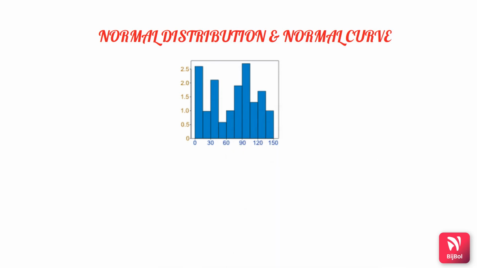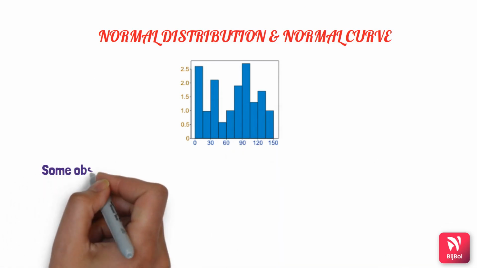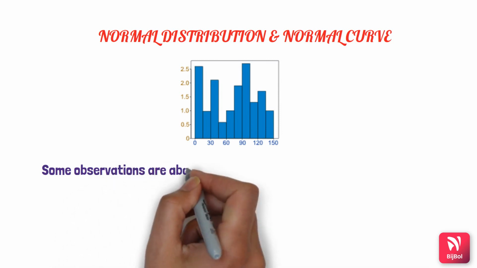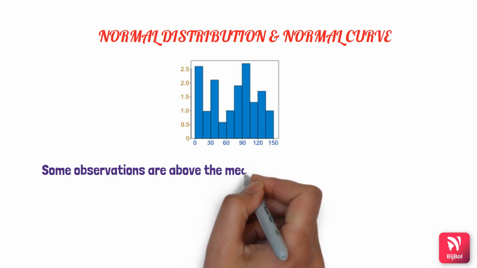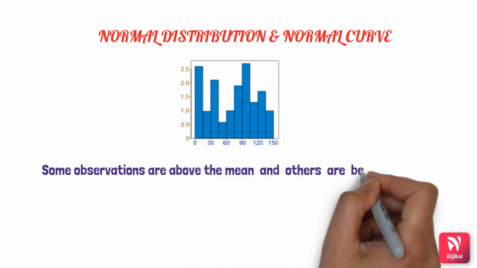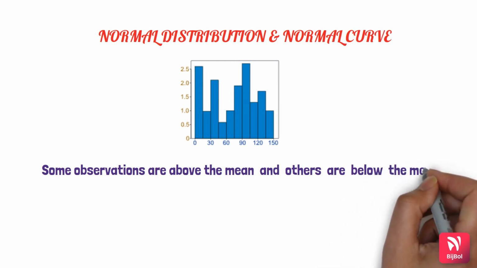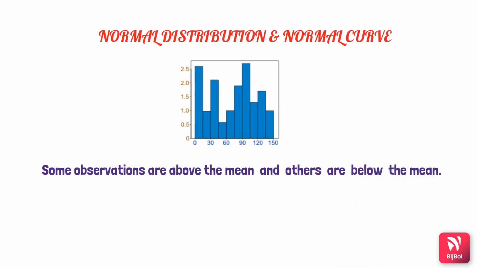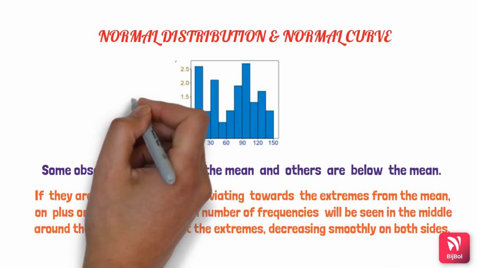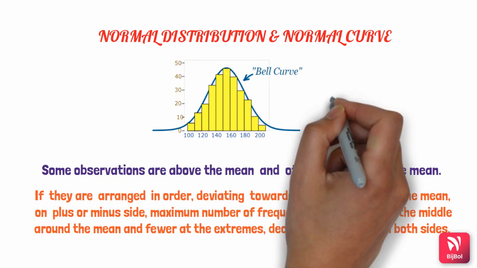First thing is, after we collect the data or the information from large samples, we need to prepare a frequency distribution with small class intervals. So how do you do that? First thing we have to do is calculate the mean, and then we arrange the observations in order, deviating towards the extremes from the mean on the plus or minus side.